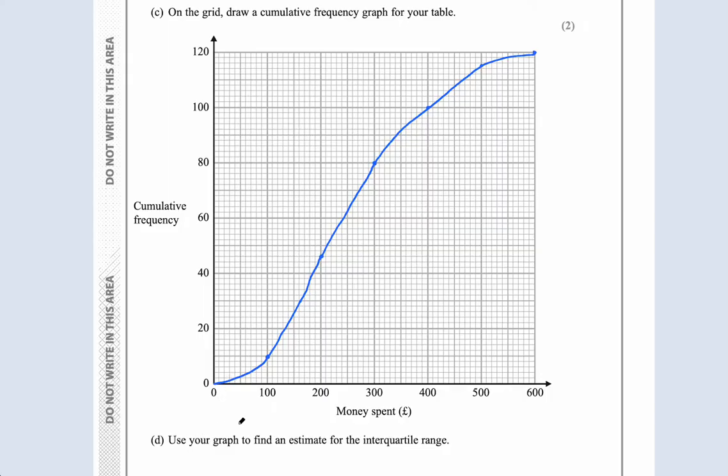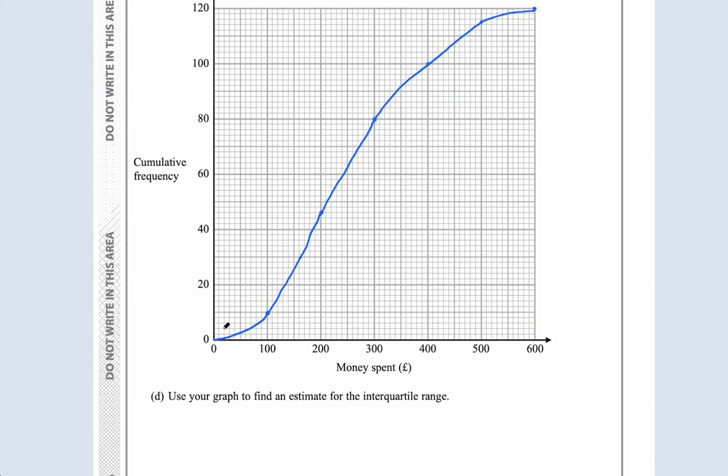It then says, use your graph to find an estimate for the interquartile range. There's 120 people. I need to divide by 4 to find Q1. Divide by 4 is 30. Q1 I will find from going to 30 and then going down here. This is 150, 160, so this would be 160.